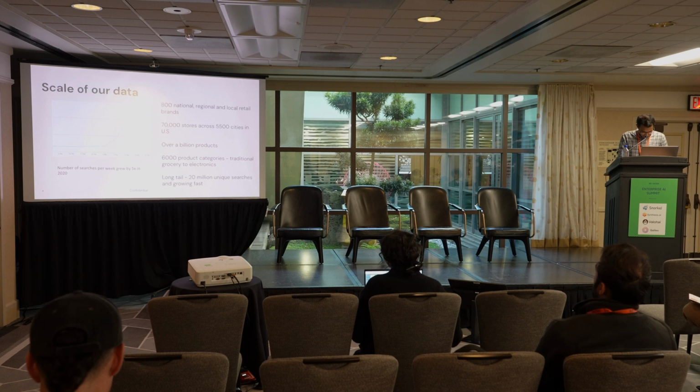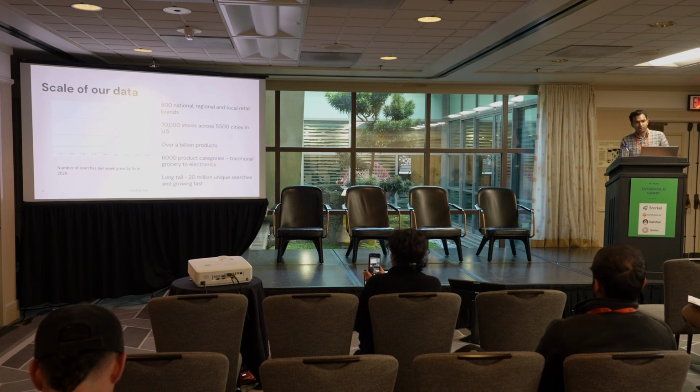So just talking a little bit more about the scale of our data. I think one of the challenges that we have faced at Instacart is that we have a very diverse marketplace. We are trying to support retailers, both national and local, on the platform. So this essentially lends itself to supporting 70,000 stores across most major cities in the US. And this also adds up to around a billion products.